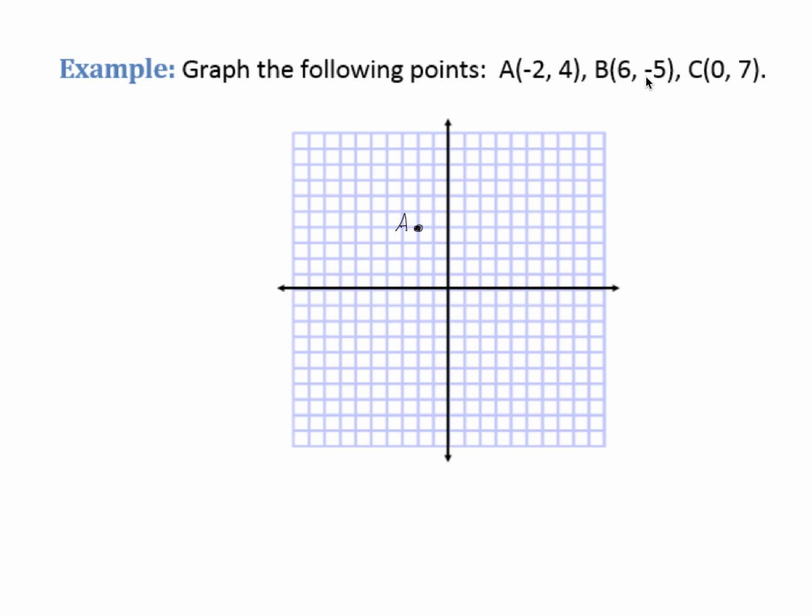Point B is at (6, -5). So our x value is 6. The y value is negative 5. So we go 6. 1, 2, 3, 4, 5, 6, and negative 5. 1, 2, 3, 4, and 5. So that's point B. And then C is (0, 7). So our x value is 0, so we don't move left or right at all, and we go up 7. So no horizontal change, up 7. 1, 2, 3, 4, 5, 6, 7. Here's point C. So A is in the second quadrant, B is in the fourth quadrant, and C is actually on the y-axis. It's not in a quadrant.